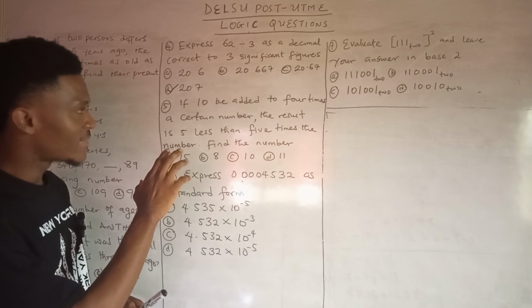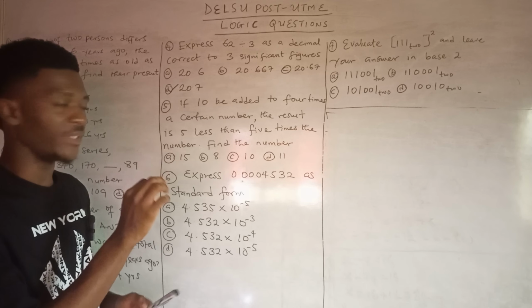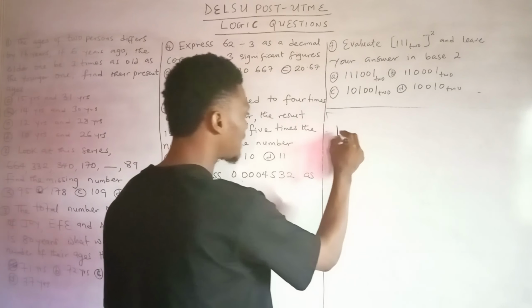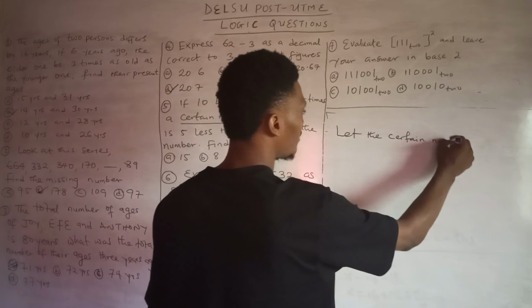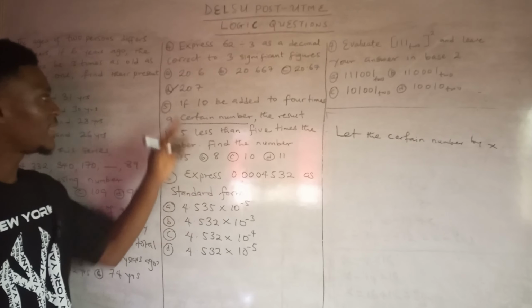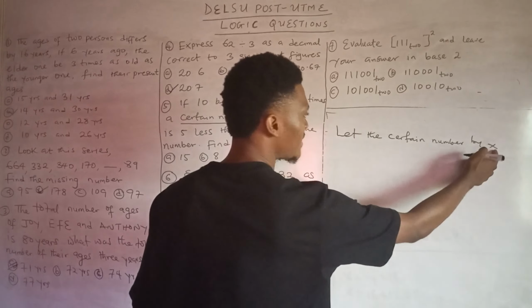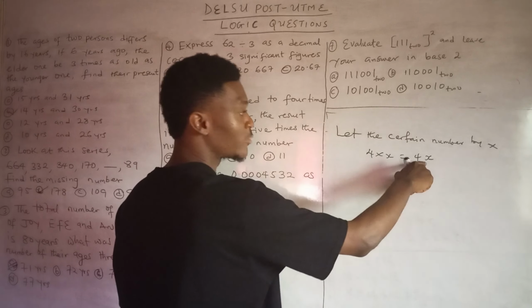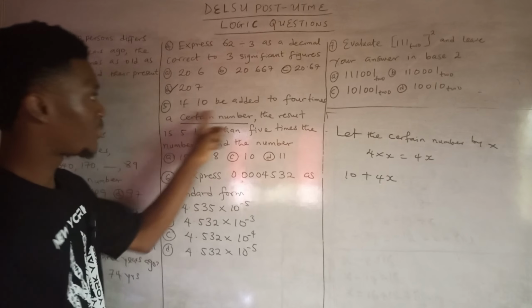Now, there is a particular word here that is sort of unique. And what's that word? Certain number. We don't know the certain number. So we can say, let the certain number be x. Yes. Now, they said if 10 is added to 4 times a certain number. So 4 times the certain number, which is 4 times x, is what? 4x. So 10 is added to this, meaning 10 plus 4x. We have obeyed this first statement now.